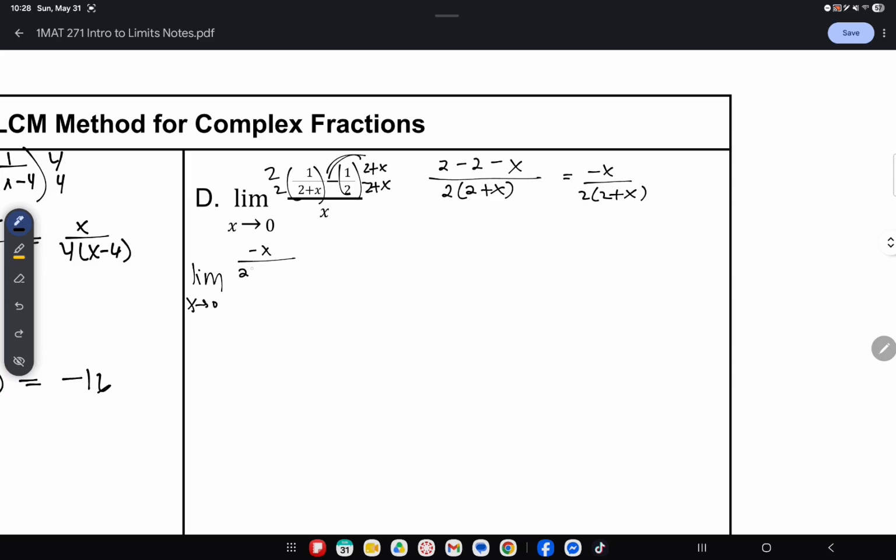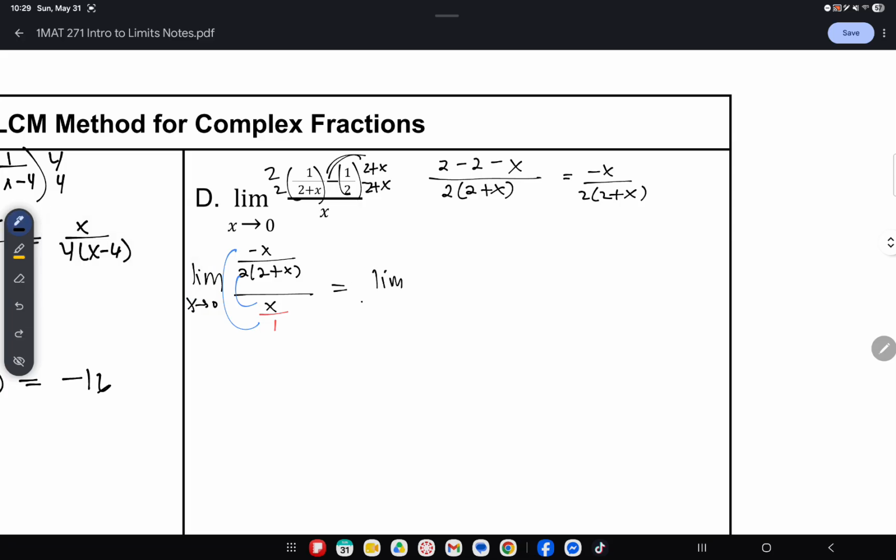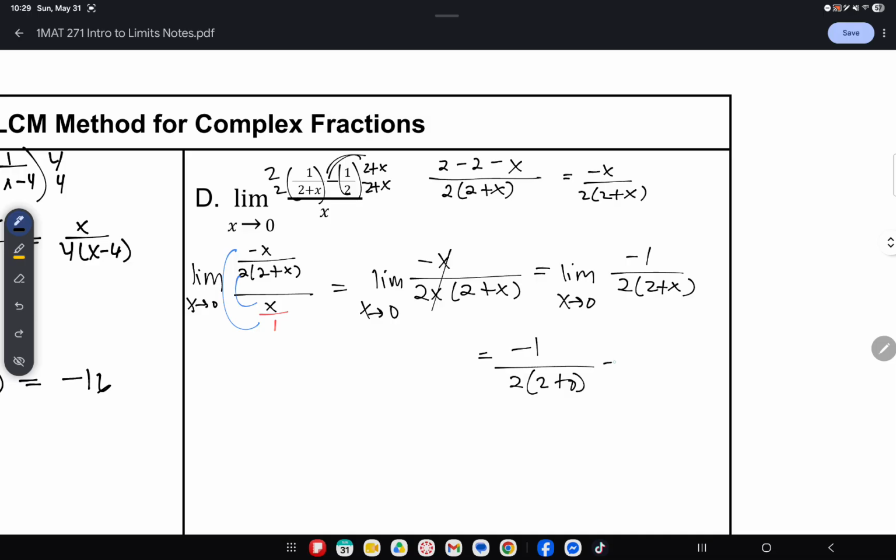Negative x over 2 times 2 plus x, all over x. So I'm going to apply the same thing and make this one a fraction, and then I'm going to do big C over little c. So the limit as x goes to 0 of big C, so negative x, over 2x times x plus 2, or 2 plus x. Cancel out the x's, so the limit as x goes to 0 is negative 1 over 2 times 2 plus x. Then I can substitute in 0, so negative 1 over 2 times 2 plus 0. And that's going to leave me with negative 1/4.